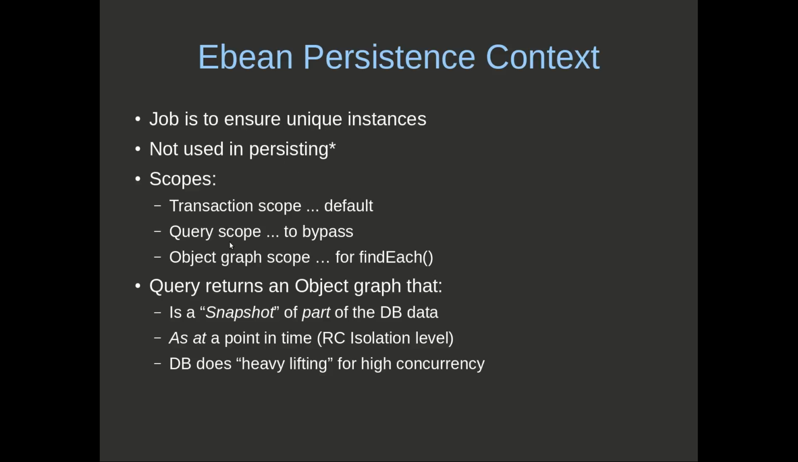We'll look at some scopes: transaction scope, query scope, and the object graph scope that's used in find each. And at the end we'll look at the concept of what the object graph that's being returned by an ORM query is. Essentially it's a snapshot of part of the database. We'll talk about isolation levels and about the database doing the heavy lifting to support high concurrent workloads.